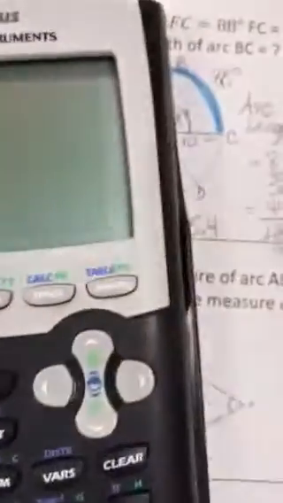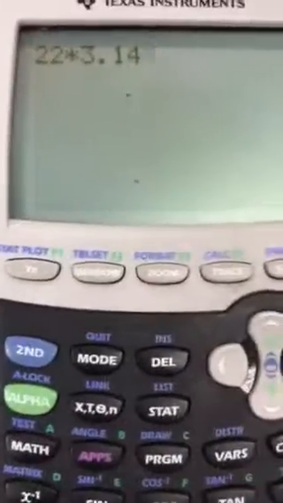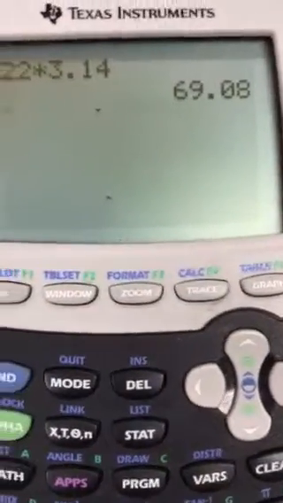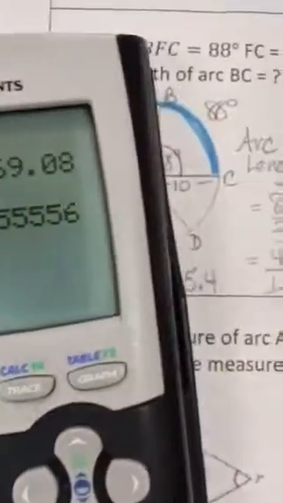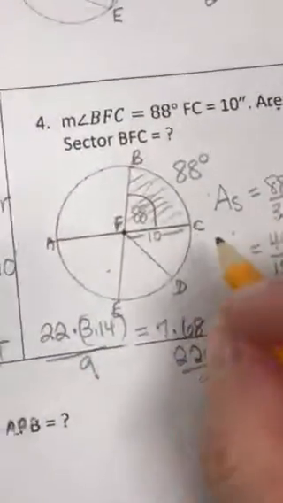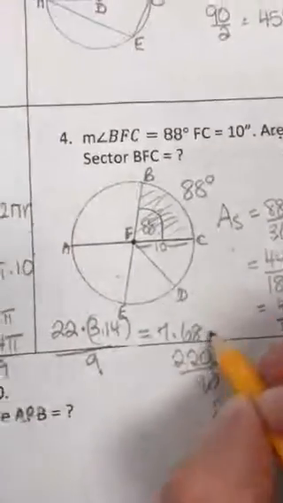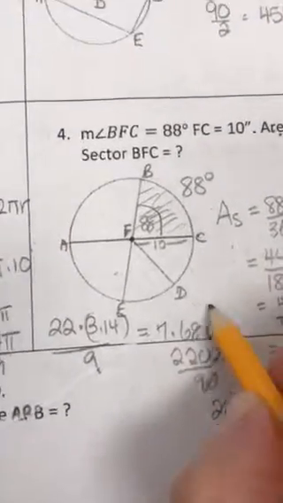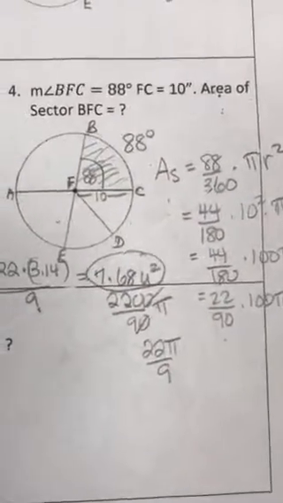All right, so 22 times 3.14, it gives me 69.08 divided by 9, 7.68. So 7.68, it doesn't give me any units, so I'm going to say units squared. And that is the area of the sector.